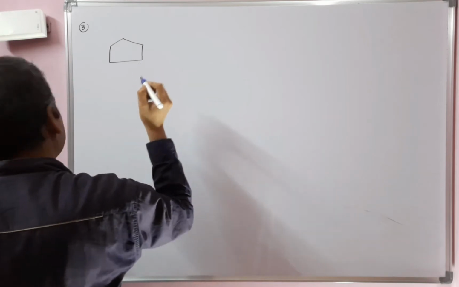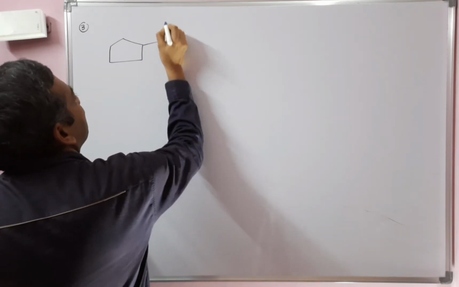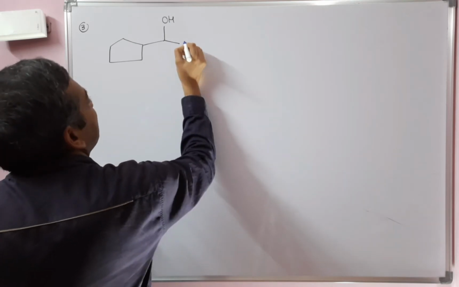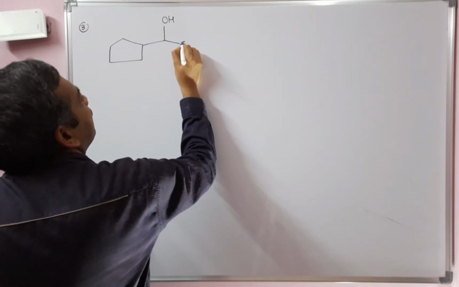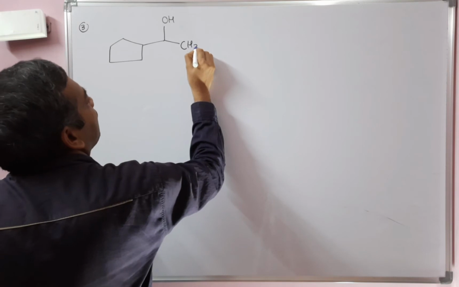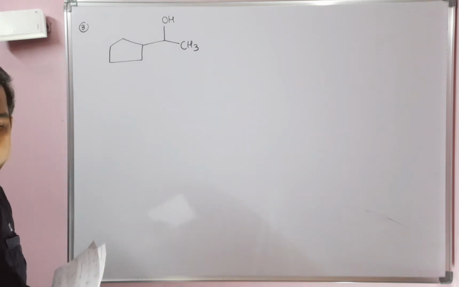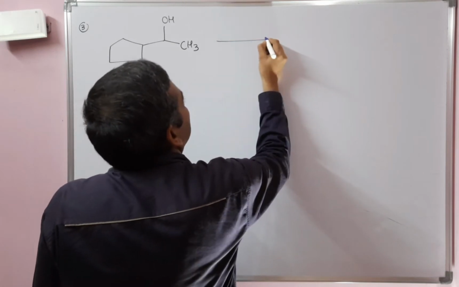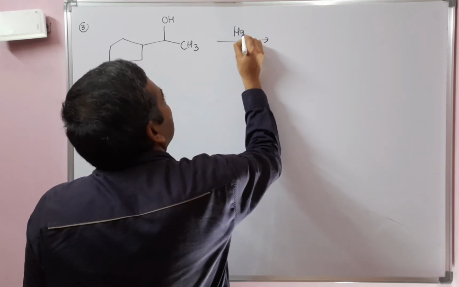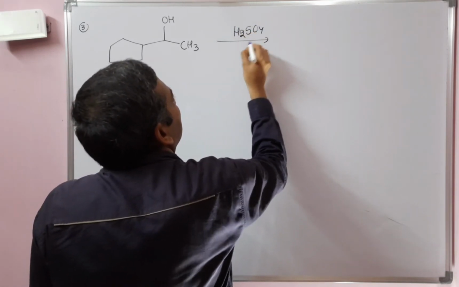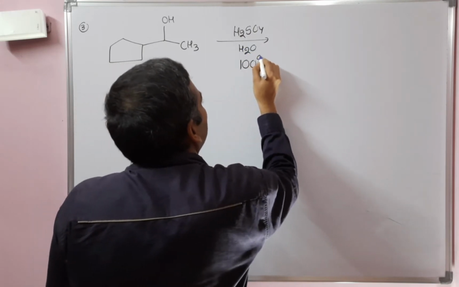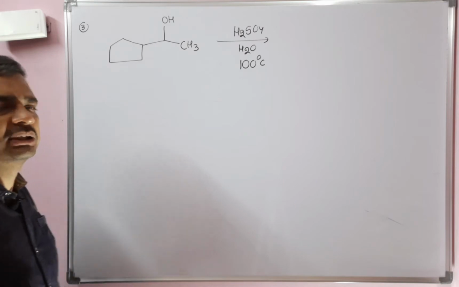Now the next example, a very important example. Cyclopentyl ethyl alcohol reacts with H2SO4, water at 100 degrees centigrade. Write the product obtained. This is a very important example, asked several times in mains.